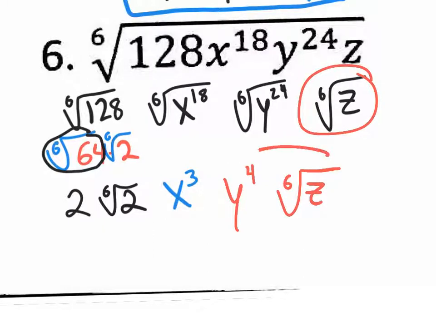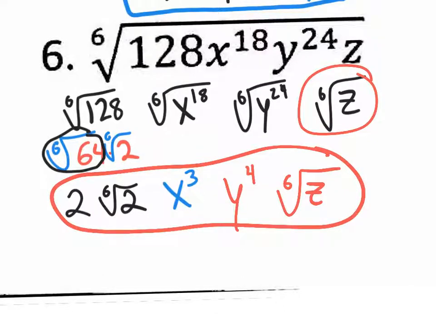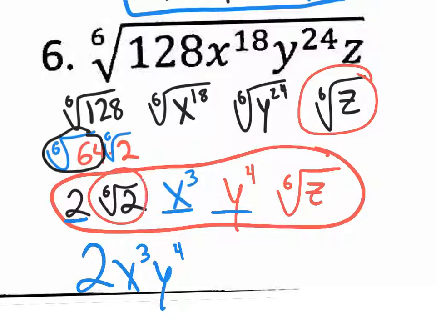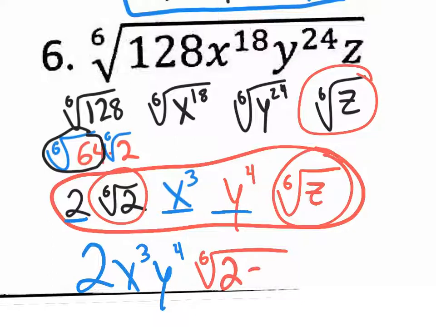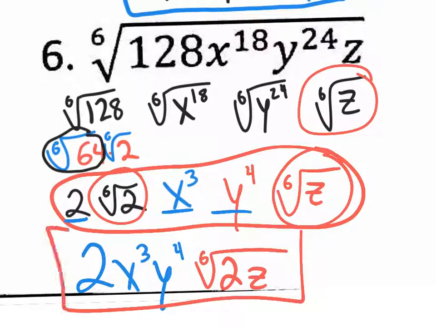So this whole thing right here is our answer, but let's rearrange it. Let's put the 2 out there, the x to the 3rd, and the y to the 4th all together. 2, x to the 3rd, y to the 4th. And then let's take our 6th root of 2 and 6th root of z and put them together underneath one single 6th root. That way it'll be 2z. So that would be your answer, your final answer to that question.